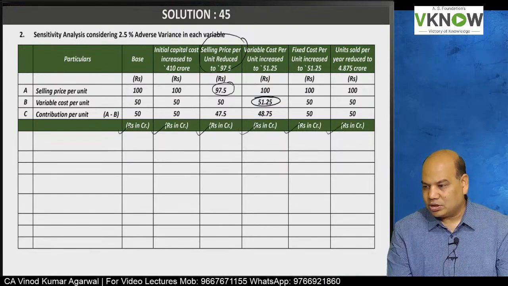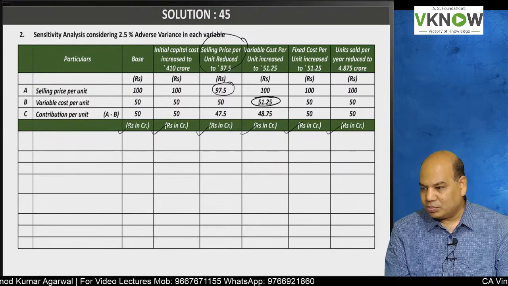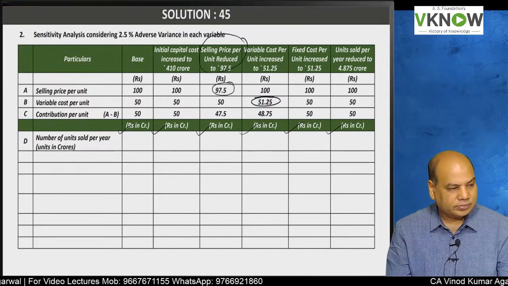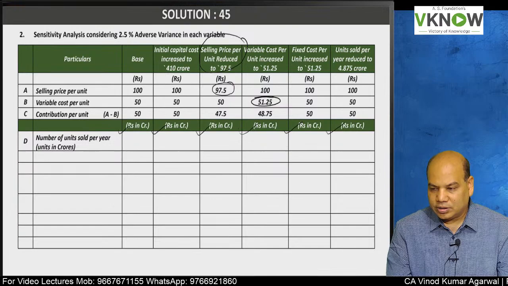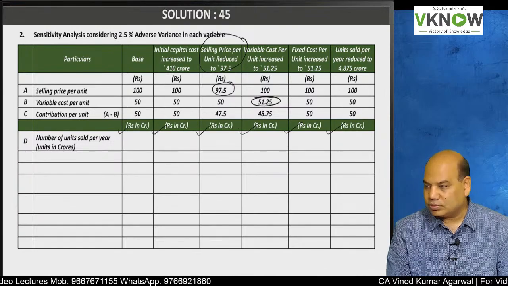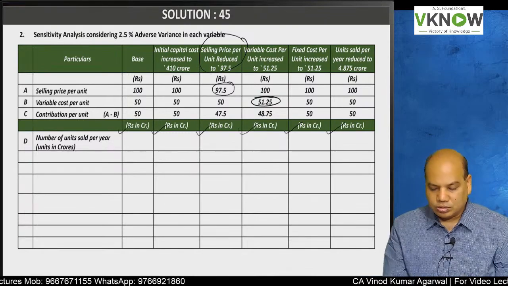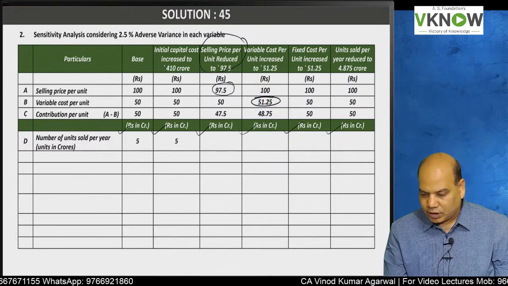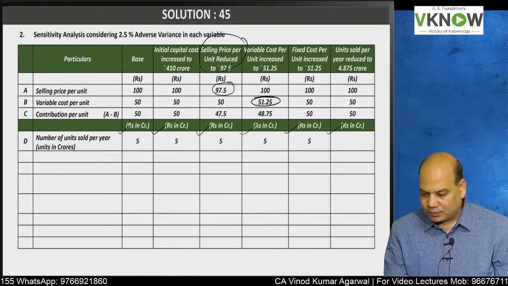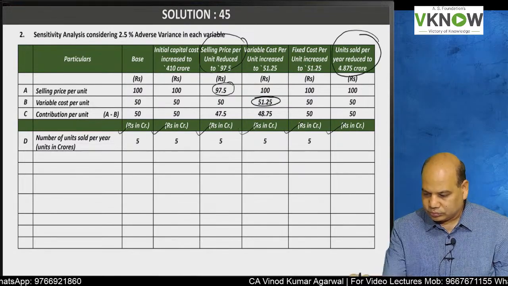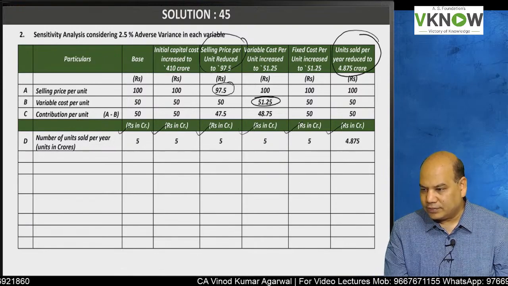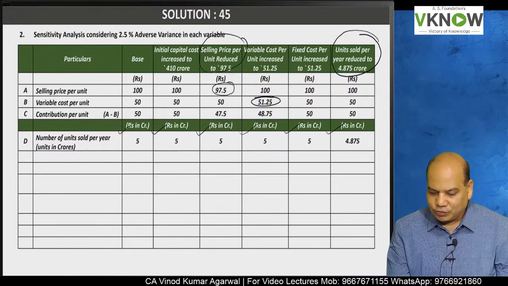Remaining data is rupees in crore. Write down number of units sold per year, in brackets units in crore. Again be careful. Original question is 5, 5, 5, 5, 5, but in the last column we are going to make it 4.875. If number of units sold changes to 4.875, what will happen to NPV?